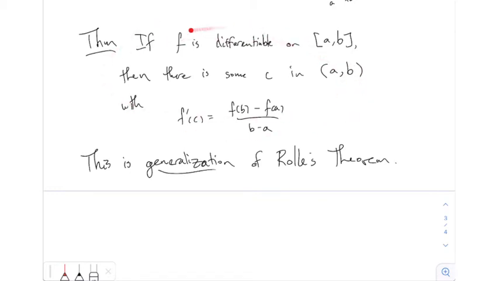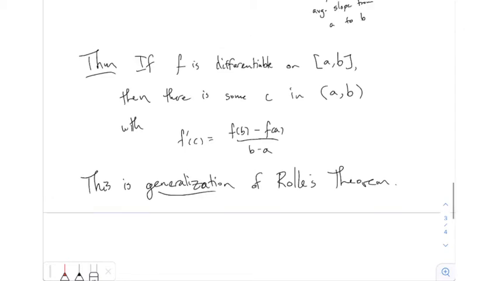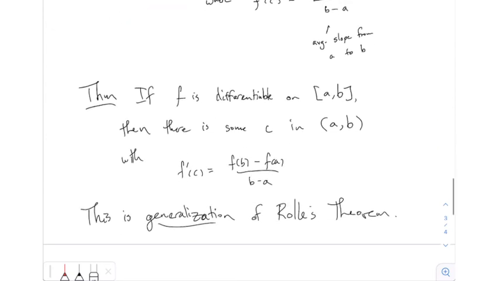This theorem, the mean value theorem, is, strictly speaking, better than Rolle's theorem. Anything you can demonstrate with Rolle's theorem can be demonstrated better with the mean value theorem. And the mean value theorem applies to many other situations that Rolle's theorem does not apply to. I should have labeled this more clearly. This theorem right here, this is the mean value theorem. I hope that was clear.